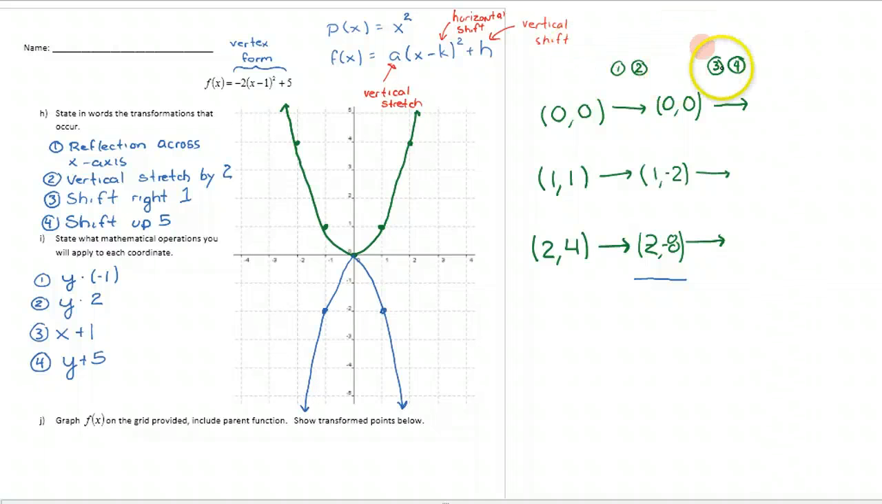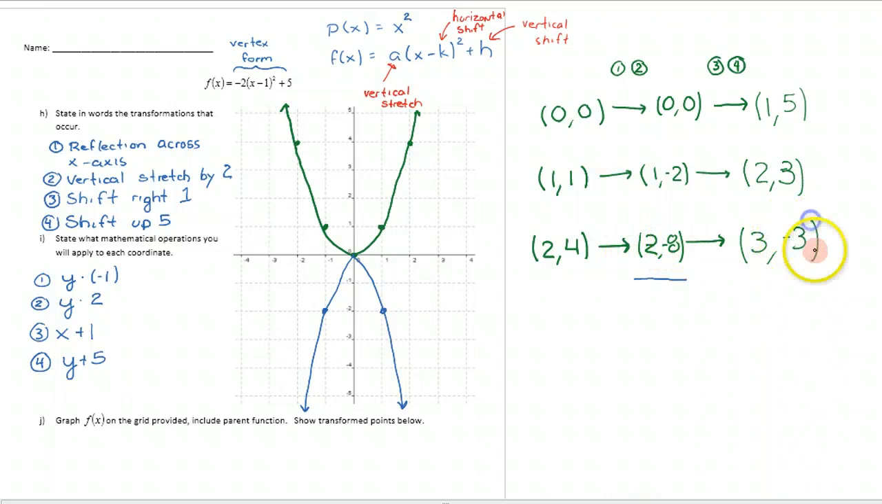Now I'm going to apply transformations 3 and 4. So I'm going to take each x value and add 1, and each y value and add 5. So this becomes 1, 5. This becomes 2, 3. And 2 plus 1 becomes 3. And -8 plus 5 becomes -3. And so now what I'm going to do is I'll underline this and say, let's go with pink, shall we?